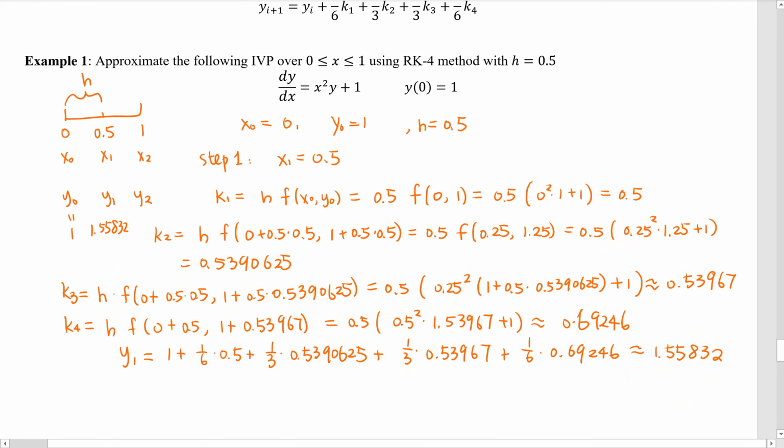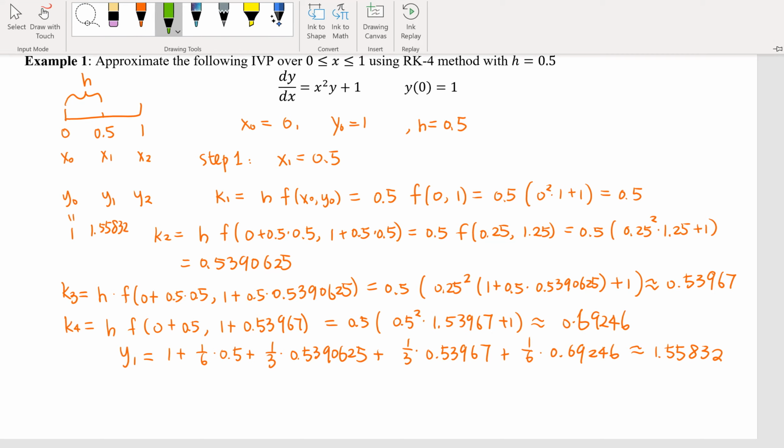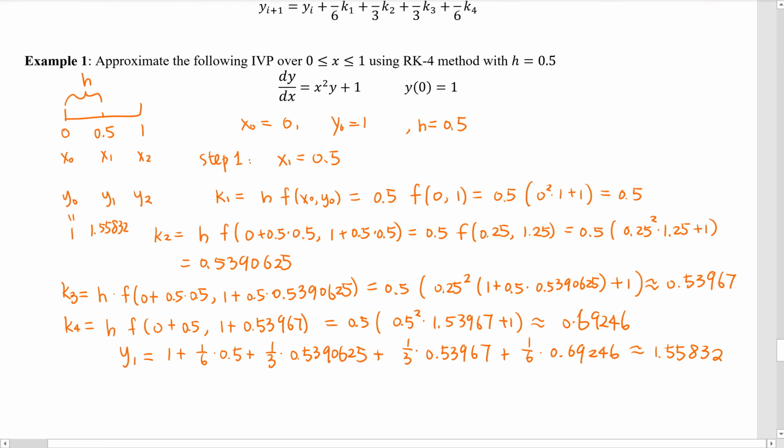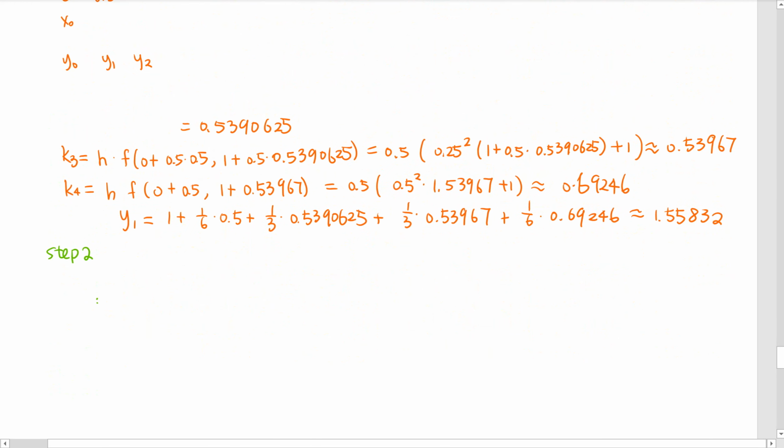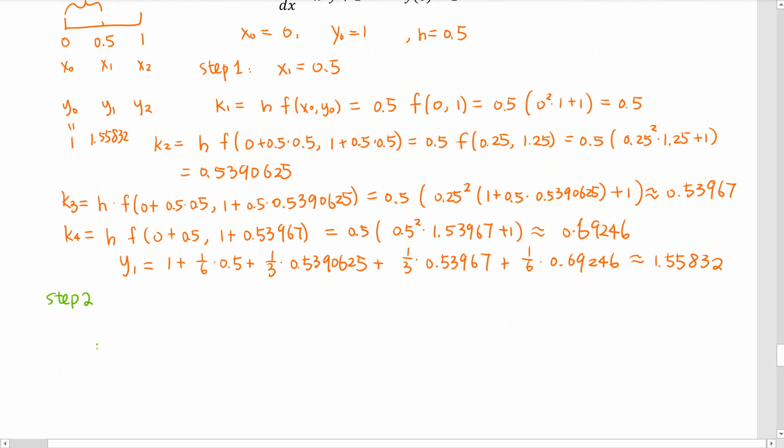Ooh. The Runge-Kutta method, even though we don't need to take so many derivatives, but each step we actually need to compute 5 values, K1, K2, K3, K4, and Yi. Okay, second step. That is why this interval we only divide it into 2 subintervals. Okay, so step 2. Let me see, do I have enough space here? Okay, good. Do you still have enough space? I hope so.